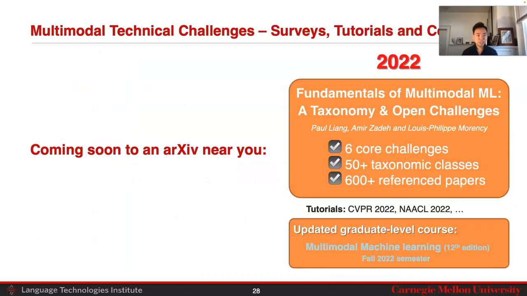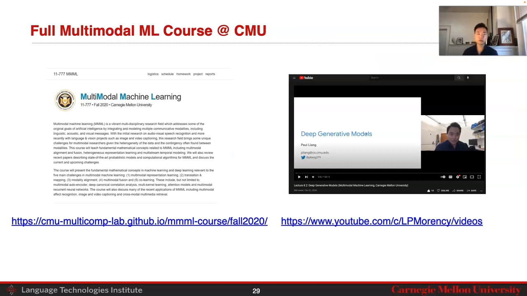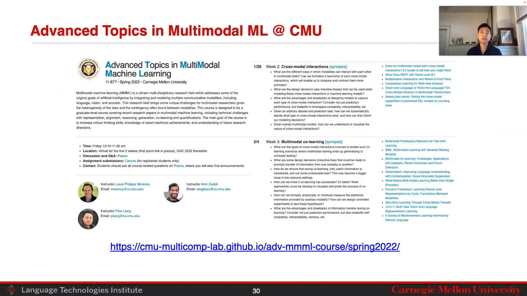Again, this is just a very small glimpse into the whole spectrum of multimodal research. Coming soon to an arXiv near you, we're going to release this very new survey paper that goes more in-depth into this taxonomy, captures more sub-challenges, and also surveys more than 600 papers that are relevant in this area. If reading papers isn't your thing, we also have this full multimodal machine learning course at CMU with course content readily available alongside lecture videos, as well as an advanced topics course that goes deeper into some of the open challenges and open readings in recent times.